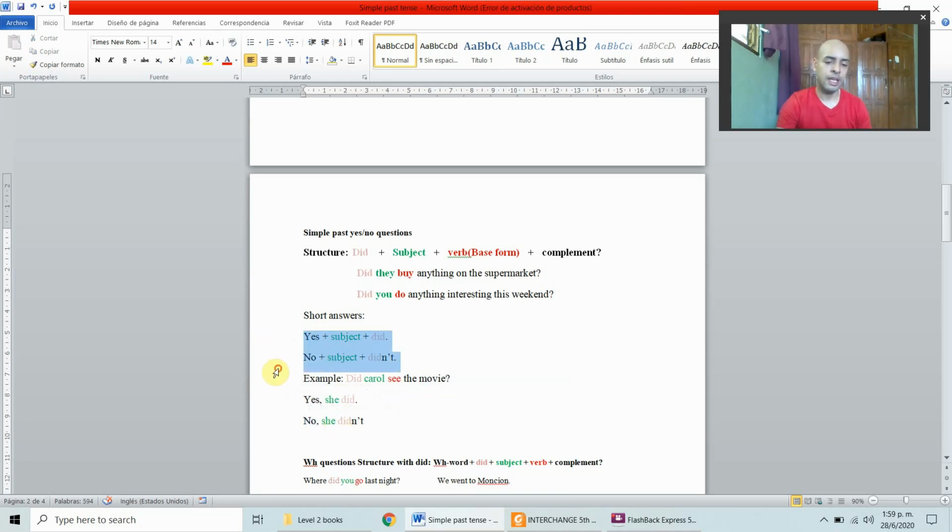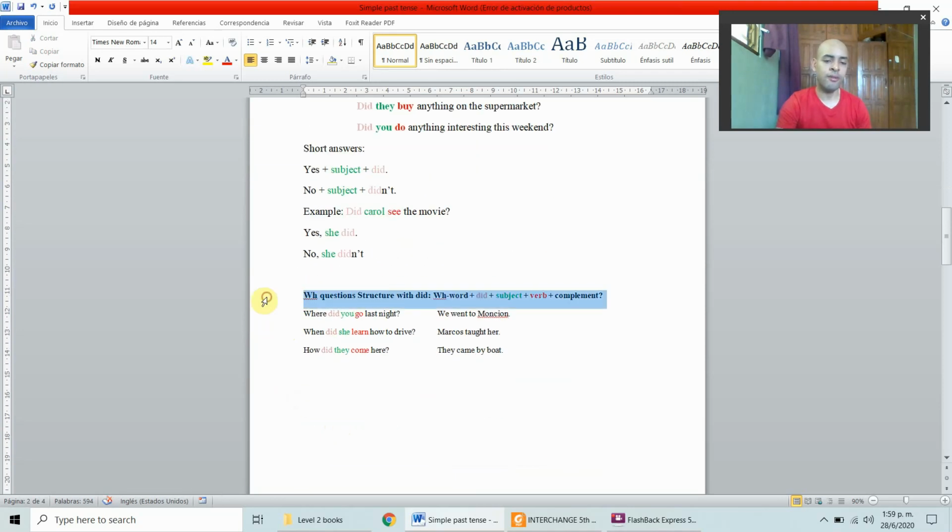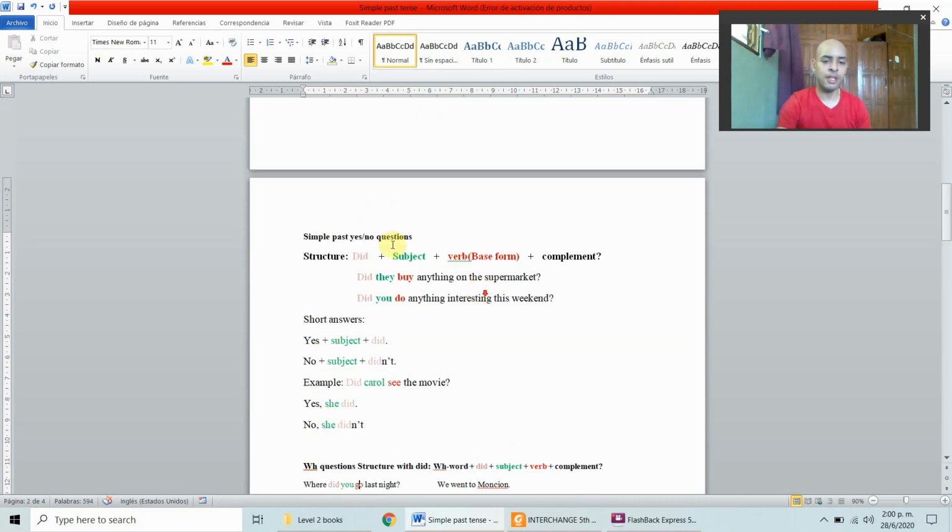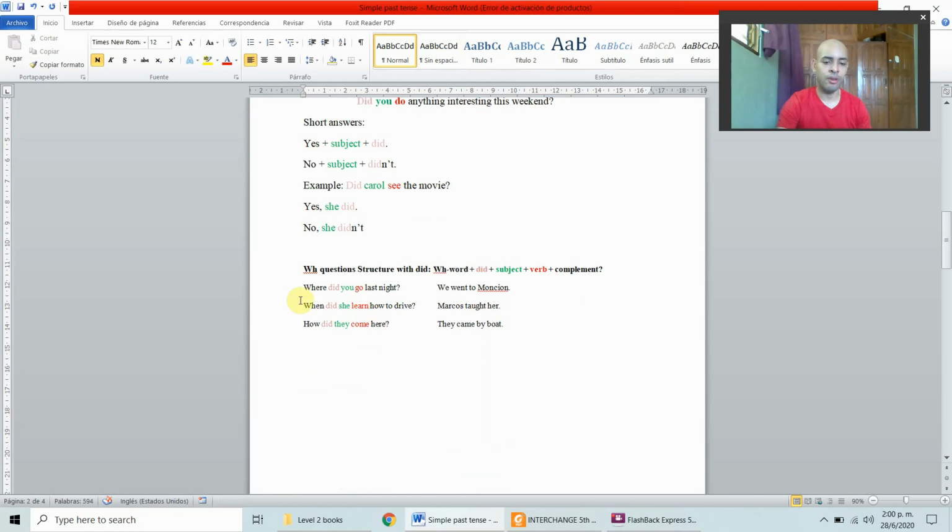It follows this structure. And the structure for WH questions with did. WH word plus did plus the subject plus the verb plus the complement. So it's almost the same structure as this one, but we add the WH word at the beginning. Where did you go last night? WH word, the subject, the verb in its normal form, and last night, the complement. All of these questions follow the same structure. Well, these are the answers. Of course, they follow the positive structure or the negative if necessary.